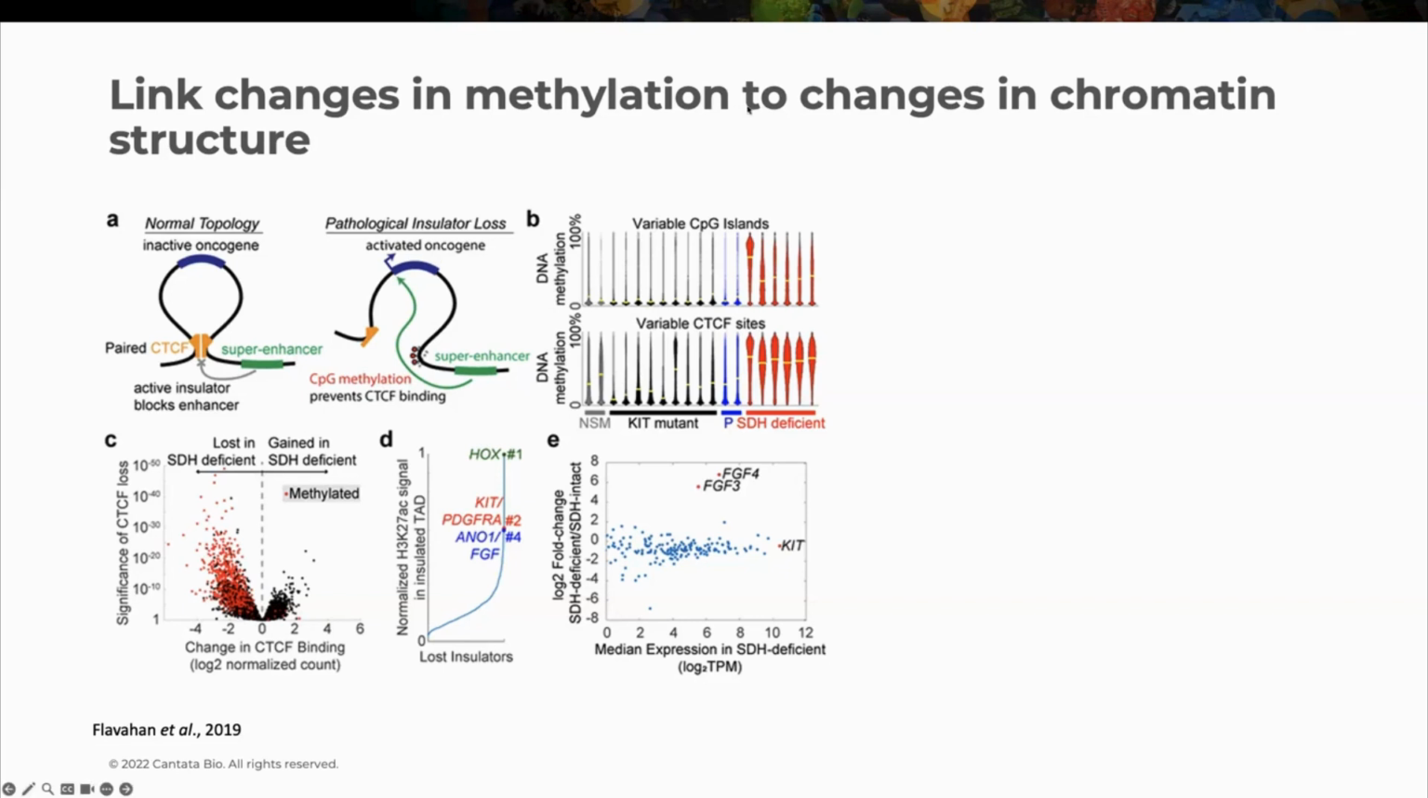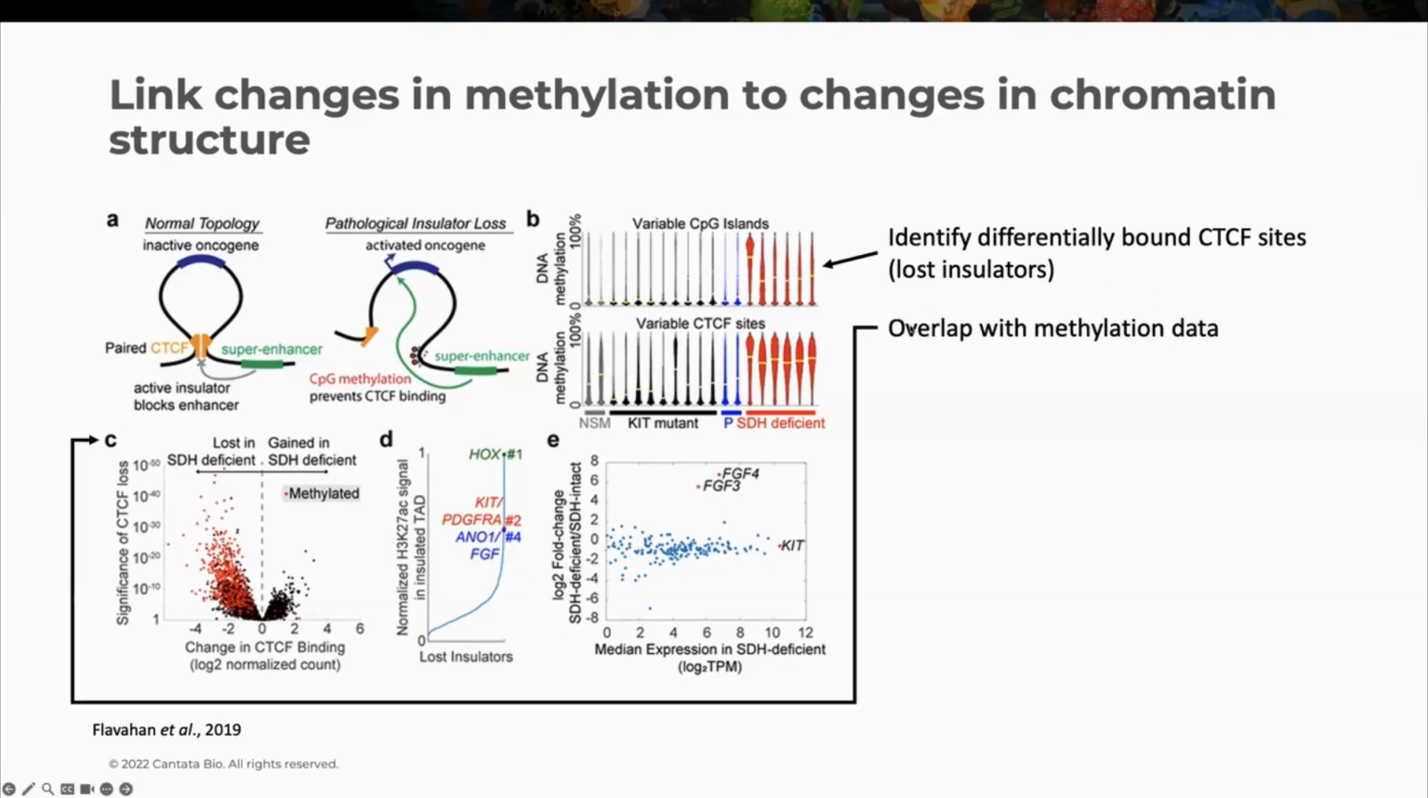So what is the approach that they take? Essentially what they did is what we spoke about: identify differentially bound CTCF sites. These they've termed lost insulators, right? Because they're hypothesizing that if you've lost the CTCF interaction, then you've kind of lost that insulation.